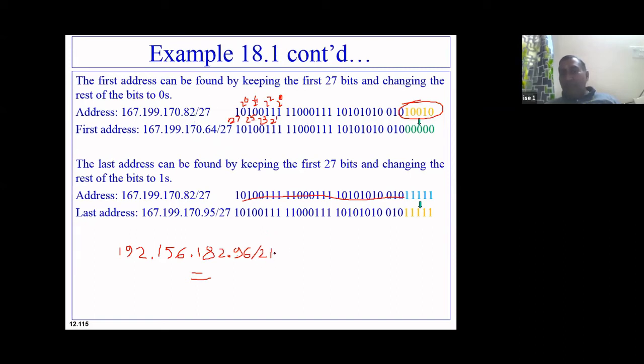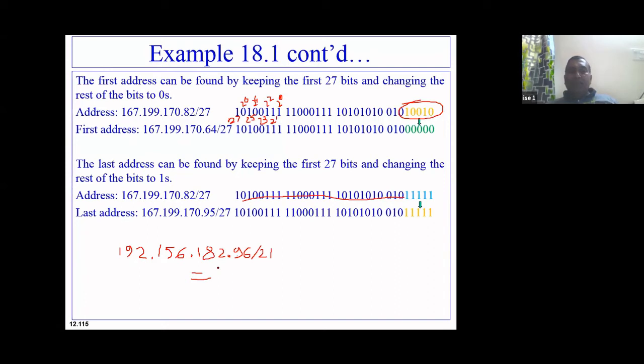Prefix is 21. 21 means only you have to consider 21 bits. So 8 plus 8, 16 plus 5 bits only you have to take. So total 21 bits, and the remaining all will be suffix address. In the suffix address, if you want the first address, the last 11 bits you have to make all zeros. So now your job is to convert this into the first address and last address. So get me the 8-bit equivalent of 192.